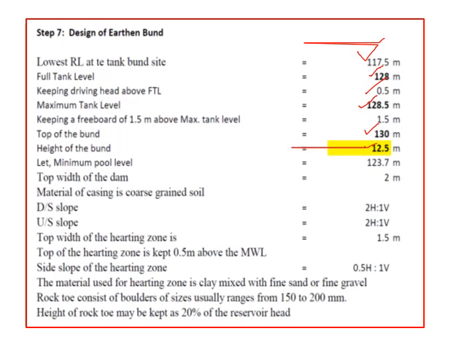Here the minimum pool level is somewhere around, because the lowest level comes to about 123.7 meters. So the minimum pool level is taken around 123.7. Then the top width of the dam, as well as the downstream slope.